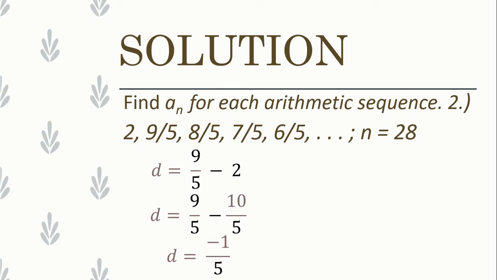Let's try to verify that the common difference is negative 1/5 by solving the difference at a different pair of consecutive terms. I picked 8/5 and 9/5 as consecutive pairs. So that will be 8/5 minus 9/5. Since they are similar fractions, just subtract their numerators and copy the denominator. 8 minus 9 is negative 1, and write the common denominator, which is 5. The common difference is negative 1/5.